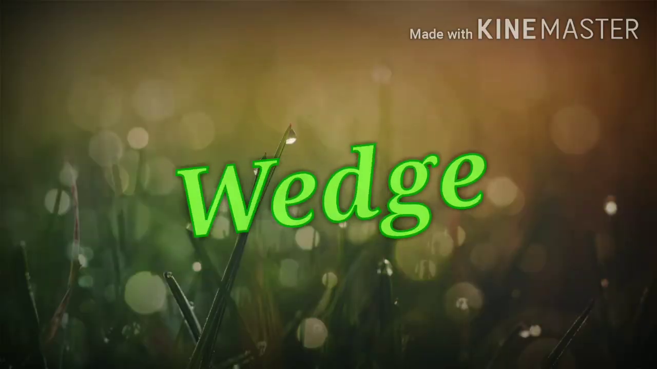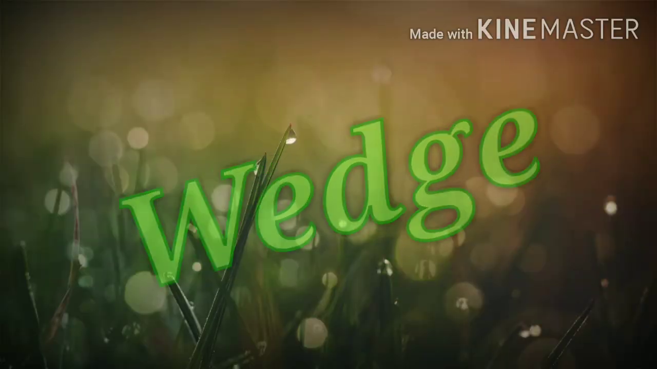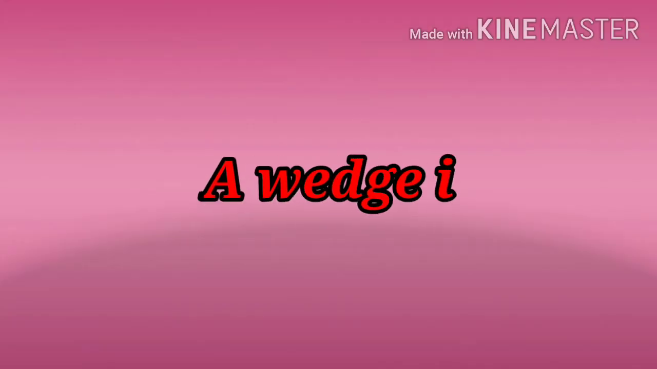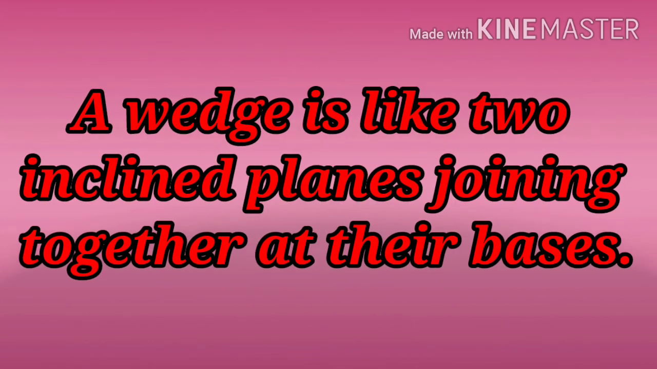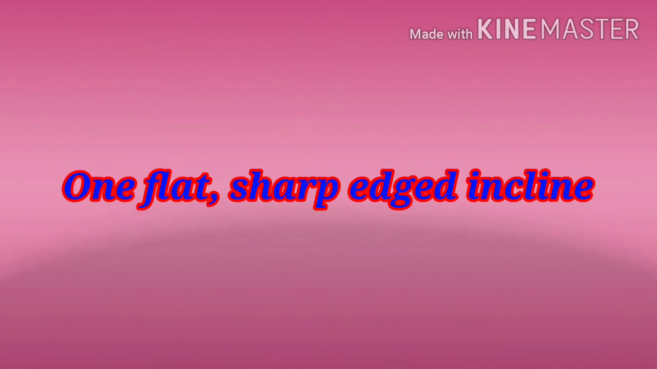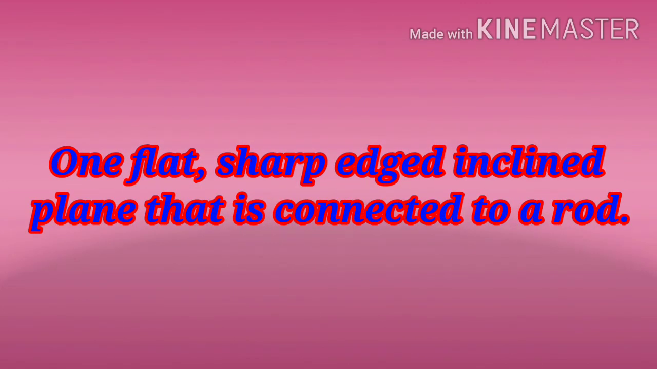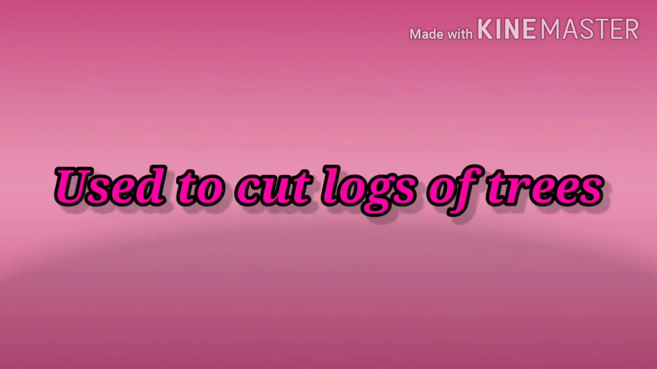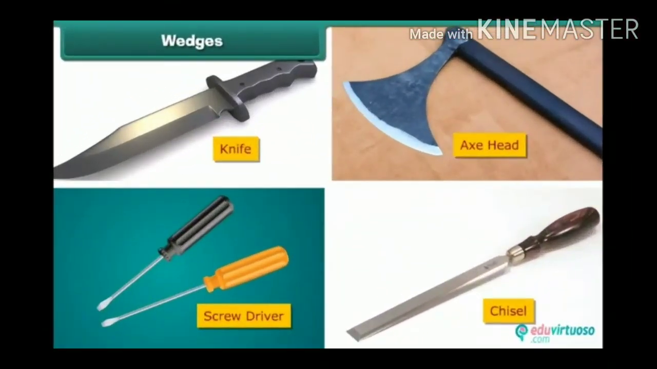The next one is wedge. A wedge is like two inclined planes joined together at their bases. It has one flat, sharp-edged inclined plane that is connected to a rod. It is used to cut logs of trees. For example, axe, knife, etc.